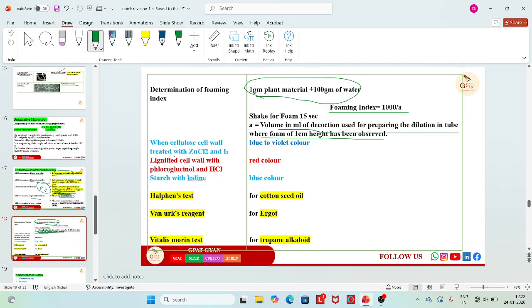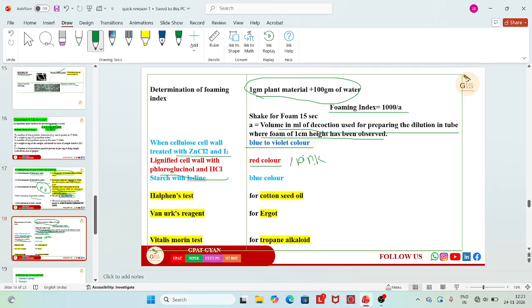When the cellulose cell wall is treated with ZnCl2 and I2, I have always told that when there is iodine, there is blue to violet color. So for a lignified cell wall with phloroglucinol, phloroglucinol is always pink or red color. Phloroglucinol, you have seen already in the previous class where we were discussing the questions.